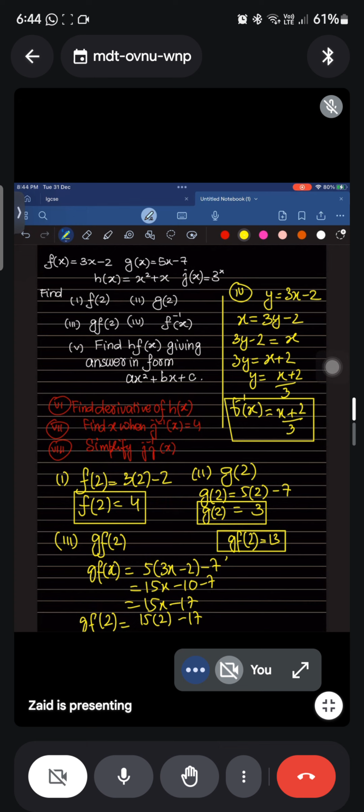Exactly. Step number 2 is to swap the places.